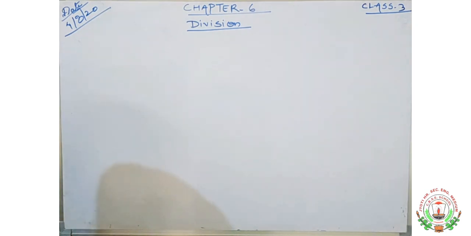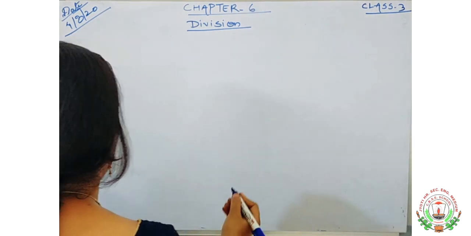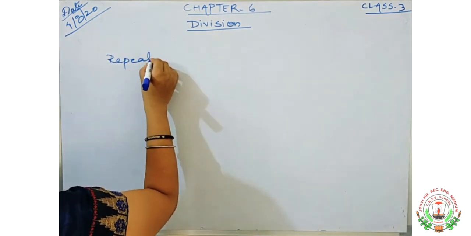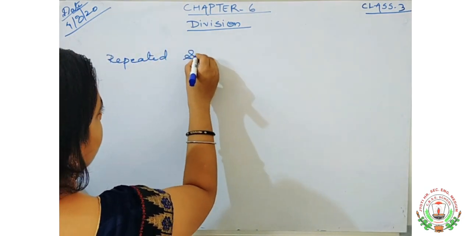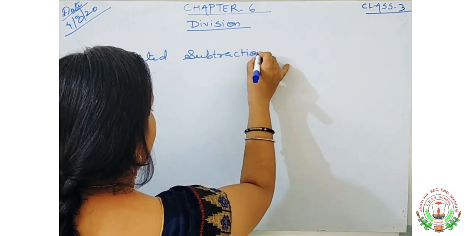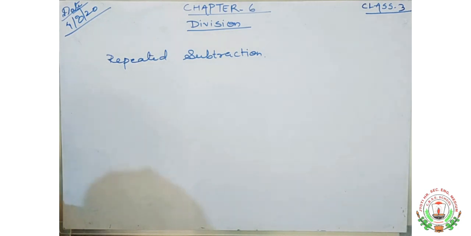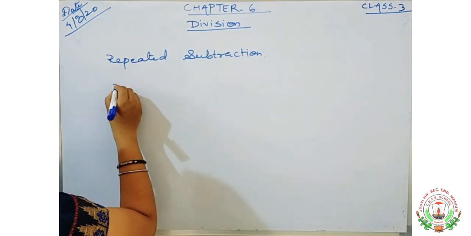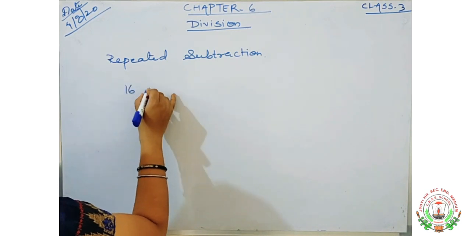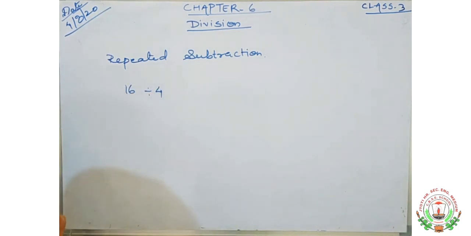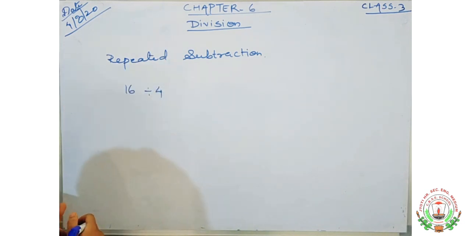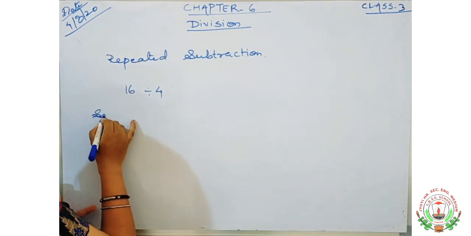Divide by repeated subtraction, find the quotient in each case. Repeated subtraction. So till when do we have to subtract, let's see. Suppose we take a shorter one for the first question: 16 divided by 4. If this is the quotient and you have to solve it by repeated subtraction and find the quotient, how will we solve this?